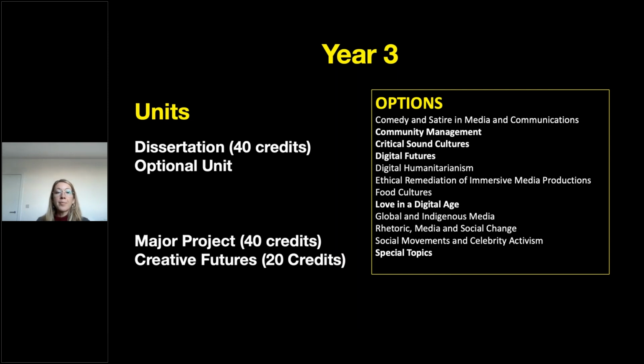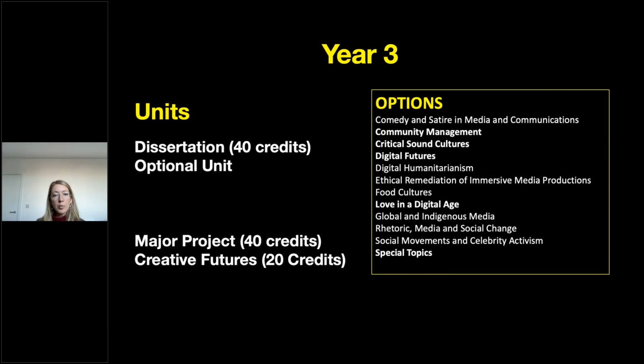Year 3 has some interesting units. Again, a combination of units that will help you experiment, work, research your own topics and become mini researchers, so to speak. You can do this through the dissertation, which is a 40 credit unit, and an optional unit, which will allow you to integrate and complement your interests, knowledge and passions with something that can be quite specific.